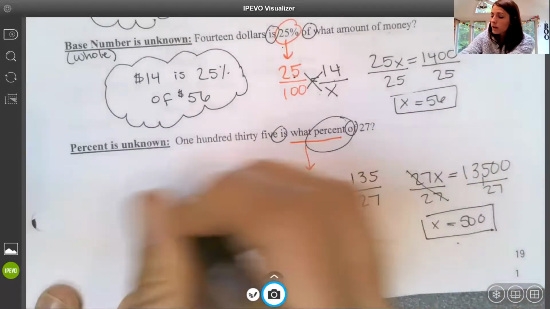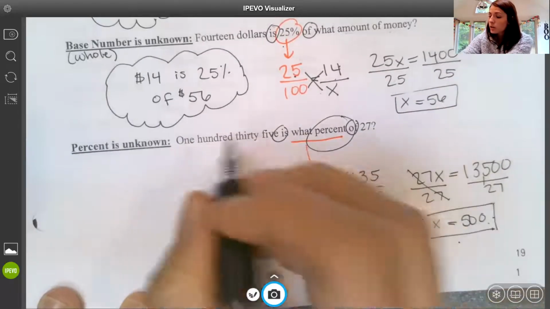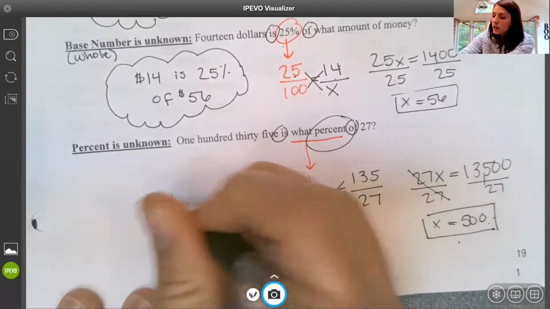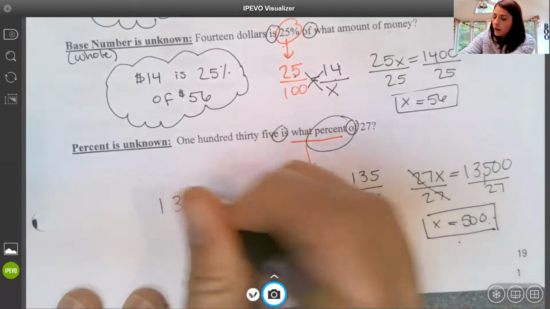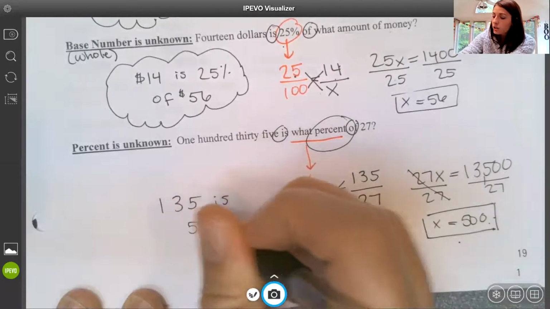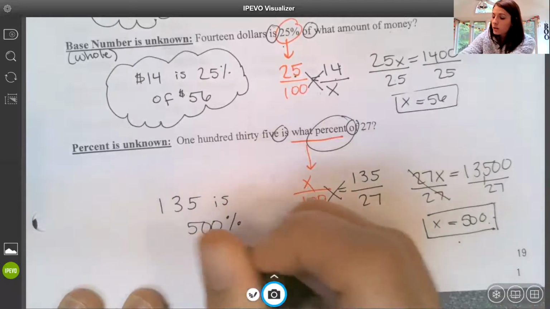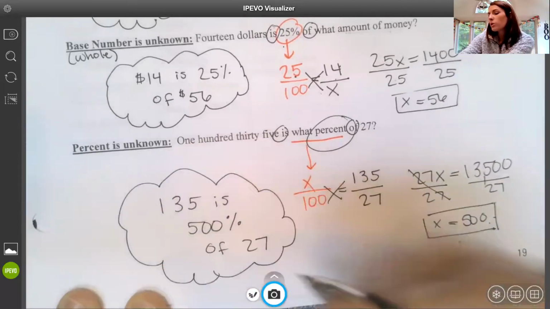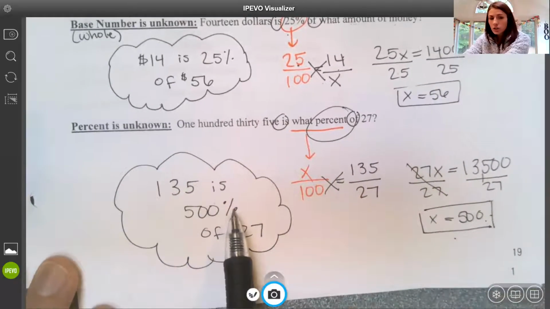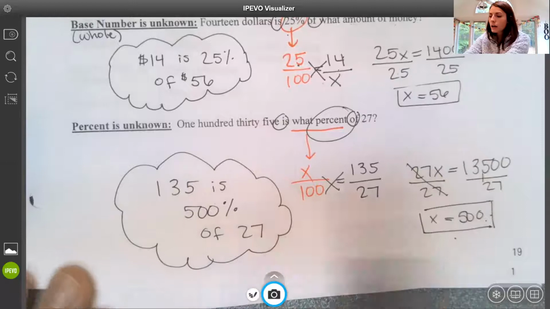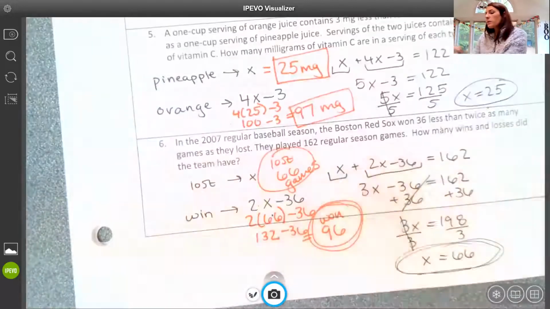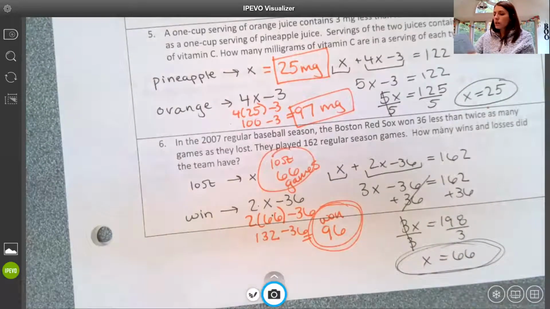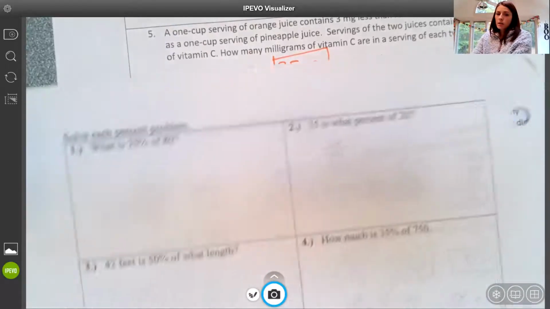So when I write my final answer, whether I'm having it circled here or over here, I'm going to say 135 is 500% of 27. So when we write our answer, because we found a percent, we should have a percent attached to that number. Okay. So if you flip this page, you'll see 6 more percent problems.